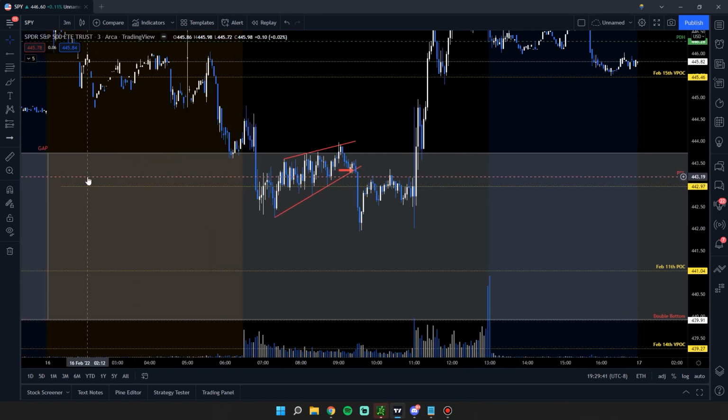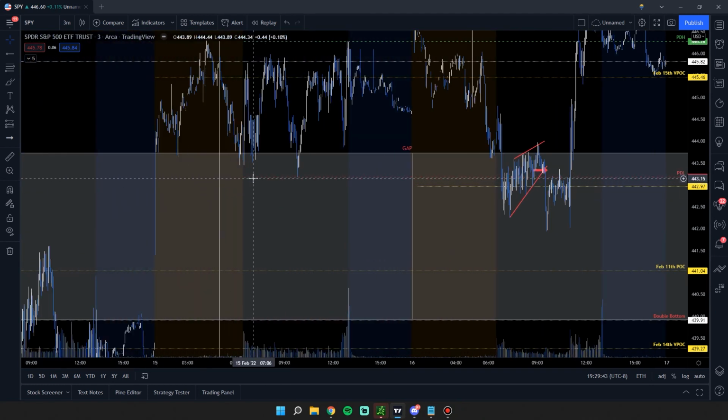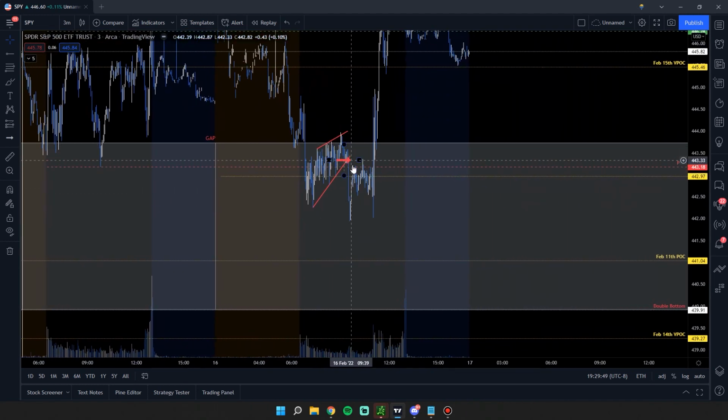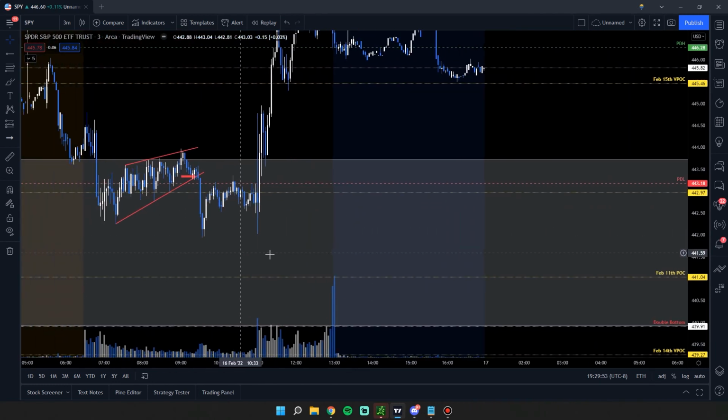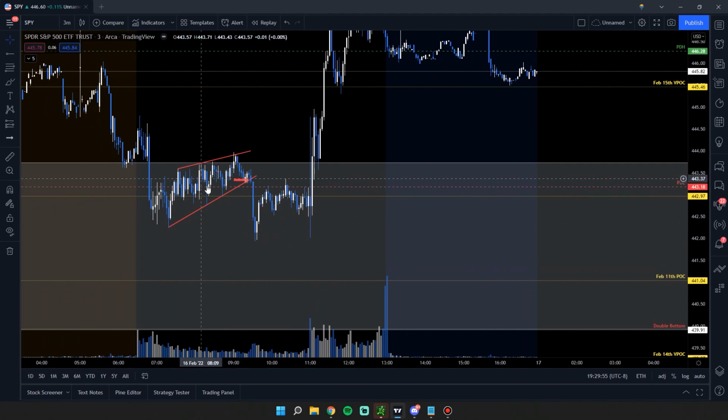My only fear was this previous low of day. So I always plot the previous low and the previous high of the day before, because a lot of times those will act as resistance. But the setup was beautiful. This is a beautiful rising wedge, easy.